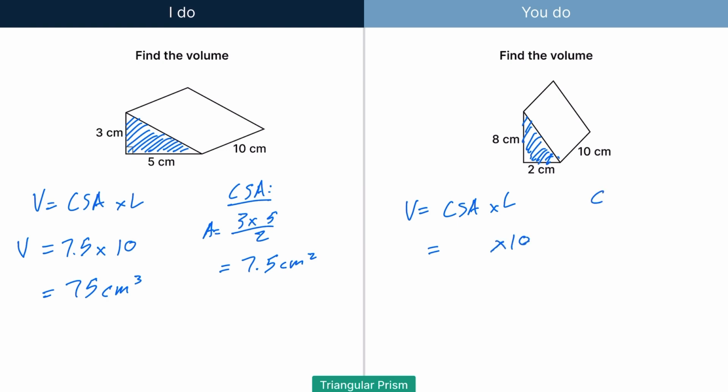And the cross-section area, well, that's just that shaded area. So that's the area of a triangle, 8 times 2 divided by 2. So that's 8 centimeters squared. That's 8 times 10, which is 80 centimeters cubed.